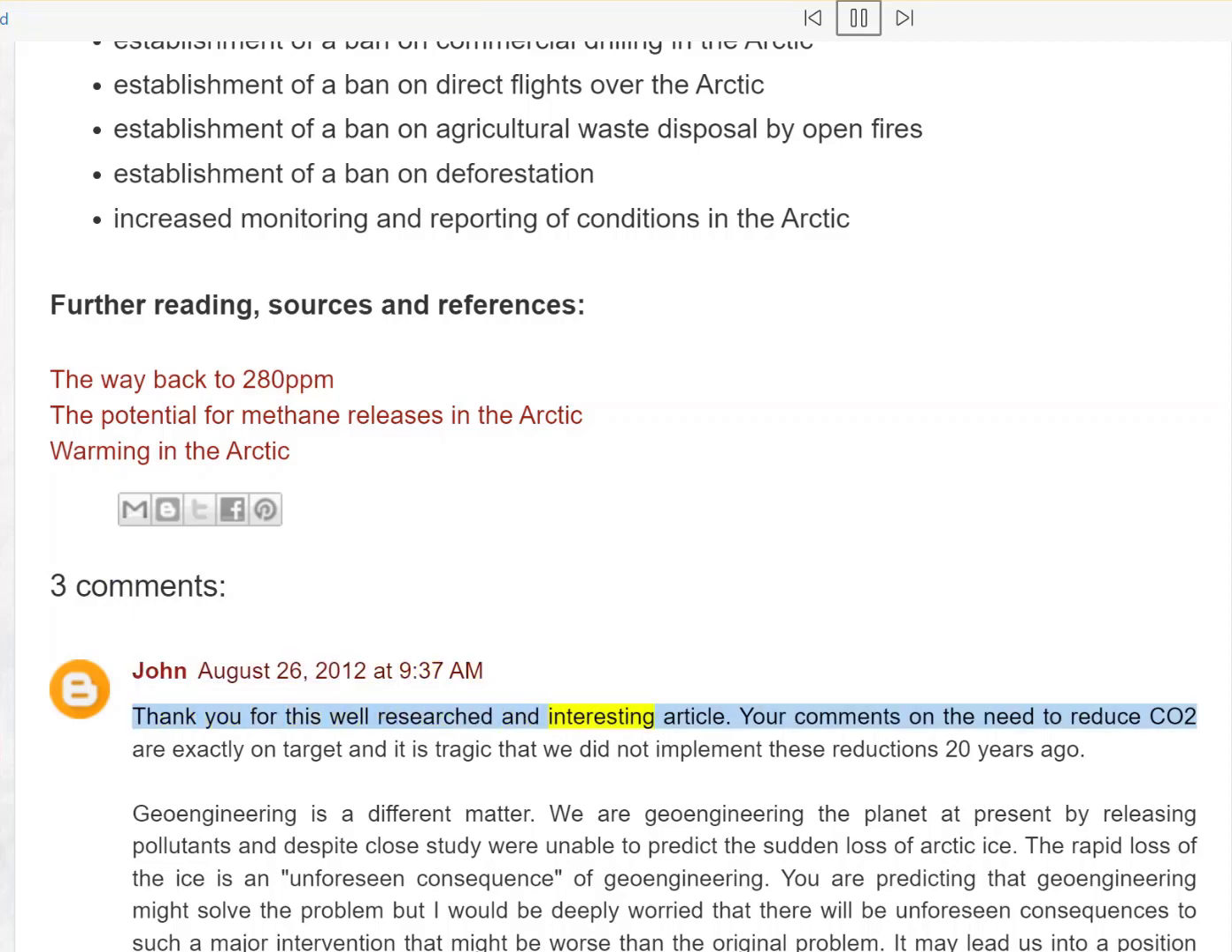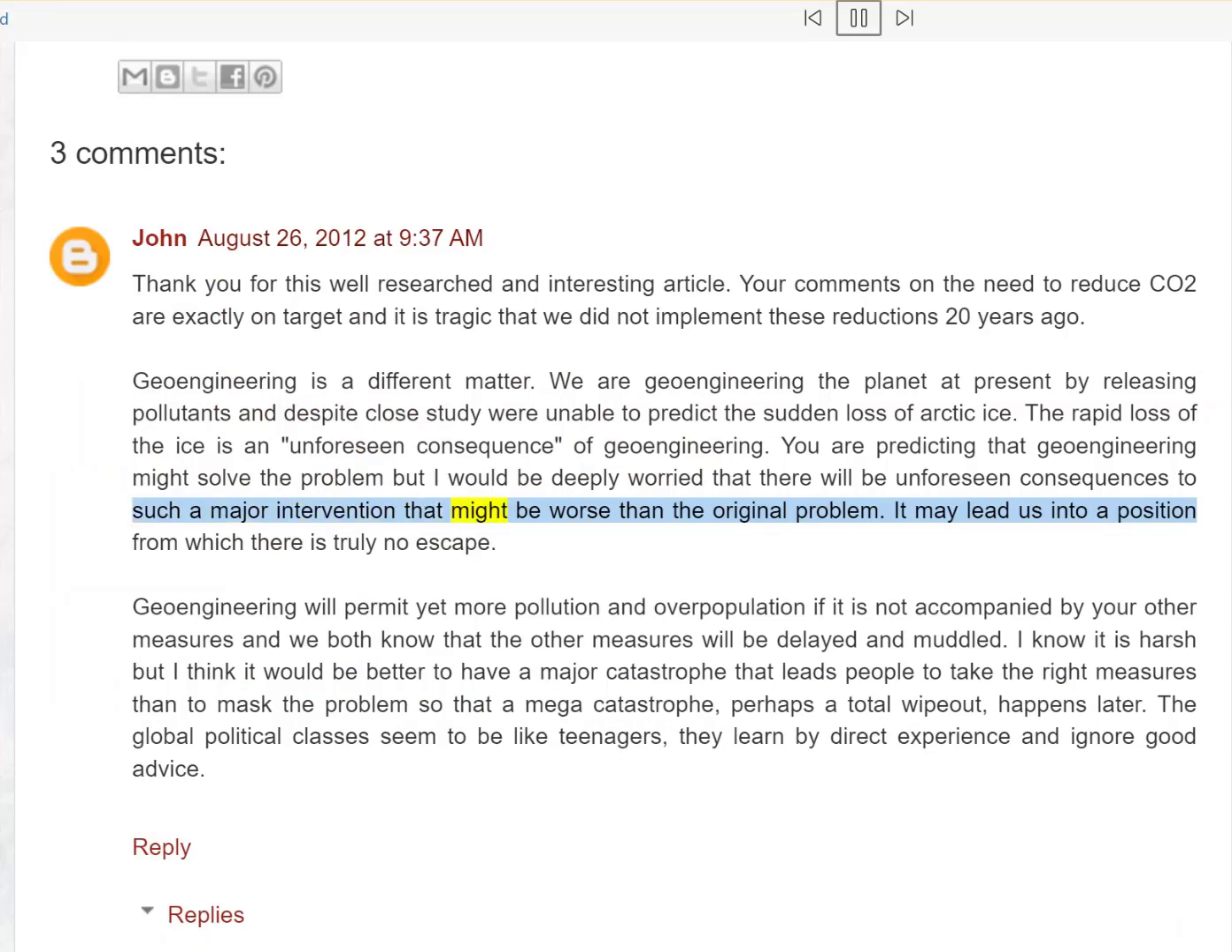Thank you for this well-researched and interesting article. Your comments on the need to reduce CO2 are exactly on target, and it is tragic that we did not implement these reductions 20 years ago. Geoengineering is a different matter. We are geoengineering the planet at present by releasing pollutants, and despite close study we're unable to predict the sudden loss of Arctic ice. The rapid loss of the ice is an unforeseen consequence of geoengineering. You are predicting that geoengineering might solve the problem, but I would be deeply worried that there will be unforeseen consequences to such a major intervention that might be worse than the original problem. It may lead us into a position from which there is truly no escape.